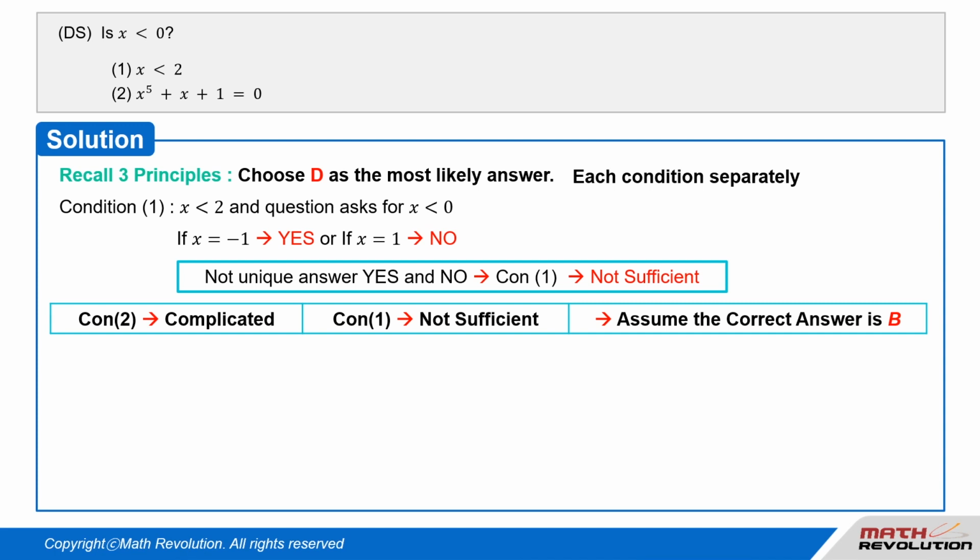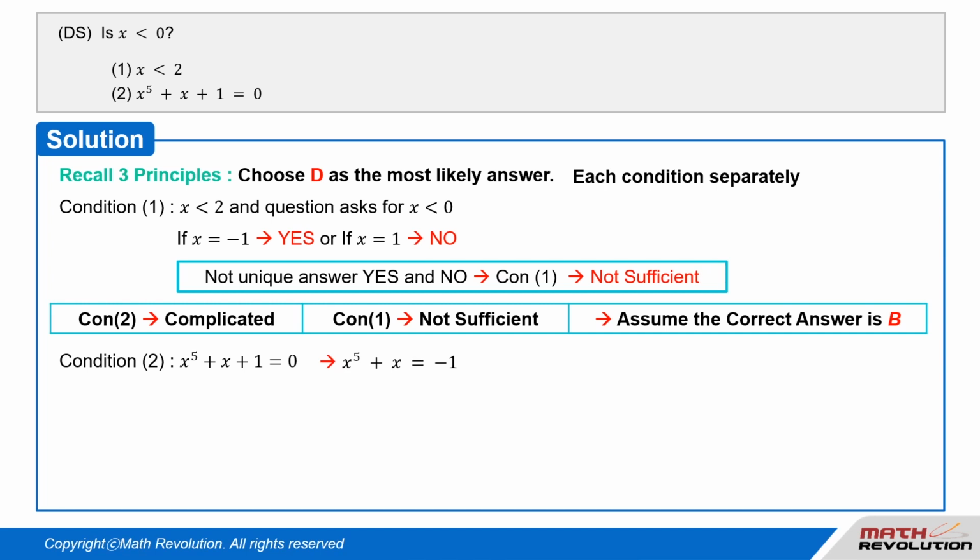In this case, we substituted a number in condition 1 first because it looks easier. By substituting, we found both yes and no answers, which is why condition 1 is not sufficient. By applying the variable approach, we don't have to solve everything to figure out the answer. We just need to follow the logic.